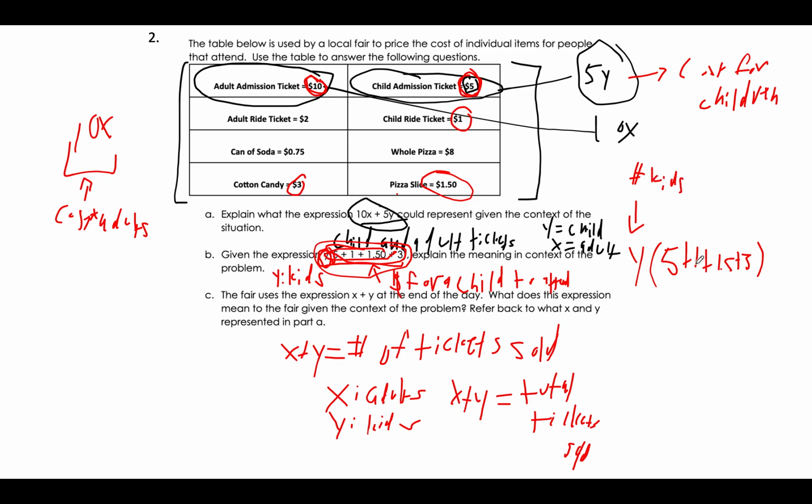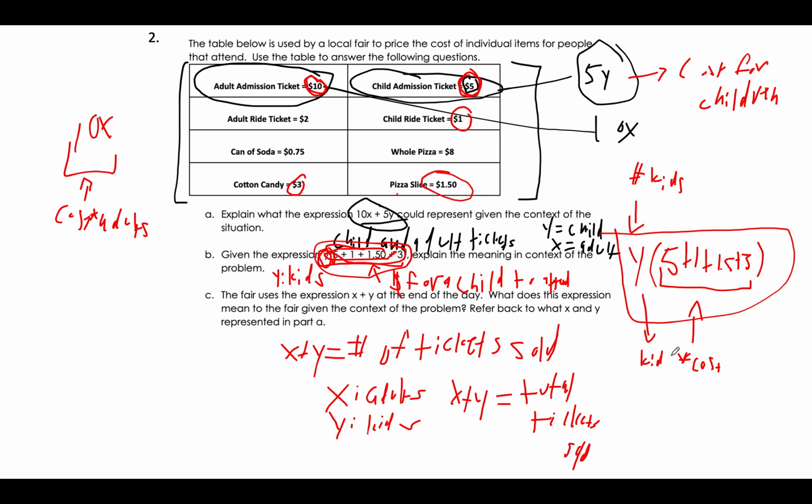Multiply, and they're going to multiply that by the value of 5, which is the child's admission ticket, plus 1, the ride ticket, plus 1.50, the pizza slice, plus cotton candy. So this here is going to represent the cost for a child to attend and have a good day times the number of kids. This is going to be cost times the number of kids is going to be y there.